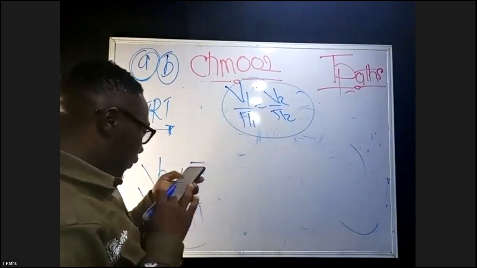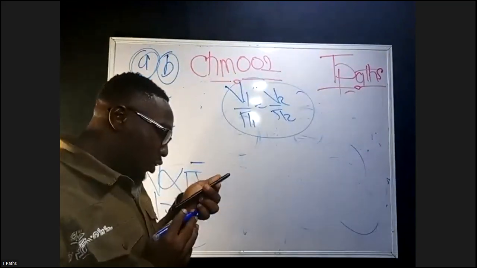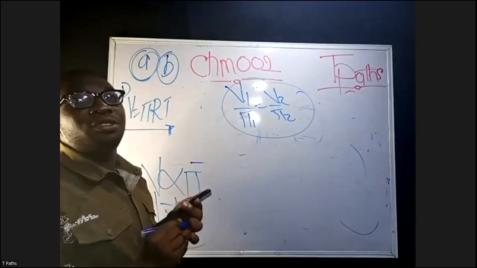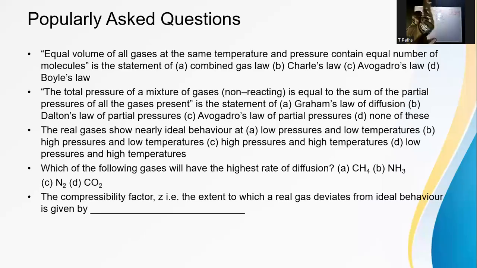Now, the total pressure of a mixture of gas is equal to the sum of the partial pressures of all the gas reactants. That is very correct. That is Dalton's law of partial pressure. That means if I have A, B, C present in a gas chamber, the partial pressure of A, plus partial pressure of B, plus partial pressure of C will be equal to the total pressure. Very good question.